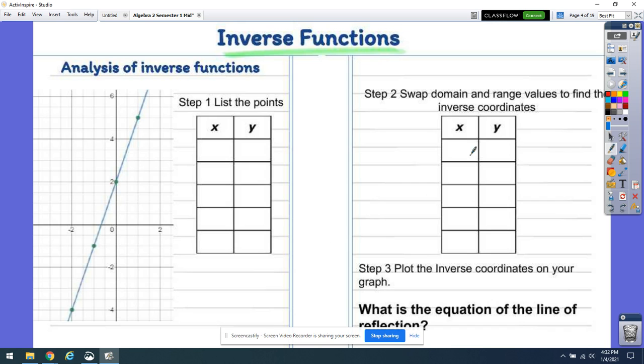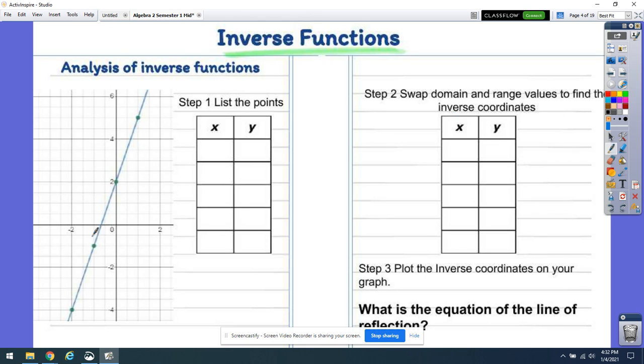So what we're going to talk about is the relationship between inverse functions, between one particular function and the inverse of that function. We're going to look at the relationship between these coordinates, and also the equation of a line of reflection. We went over this at the very beginning of school, the first 2 weeks, so we're just going to go over this to get ready for our semester exam. Let's go ahead and start.